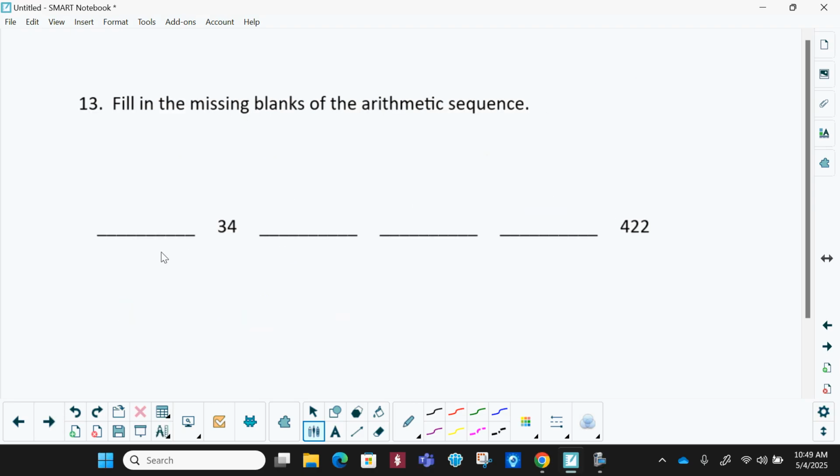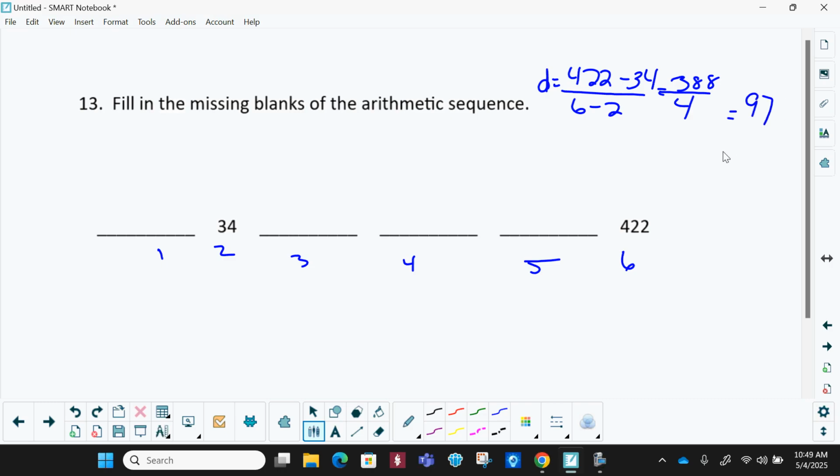Arithmetic. So 1, 2, 3, 4, 5, 6. Okay, let's find D. 422 minus 34 all over 6 minus 2. So 422 minus 34, sorry about this. 422 minus 34 is 388. Divide by 4. I got D is 97.